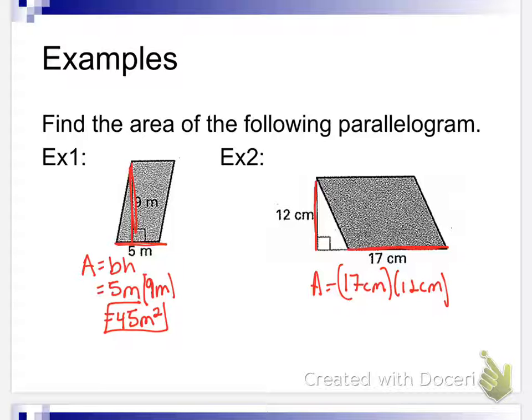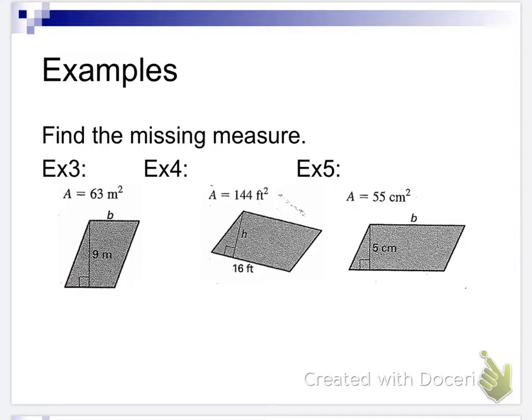17 times 12, I got 204 centimeters squared. Again, it's still area, so make sure we put that square on our units. Like every other section we have, now as we're going backwards, we're given the area, and we're missing a piece of this. So we see that area equals base times height.